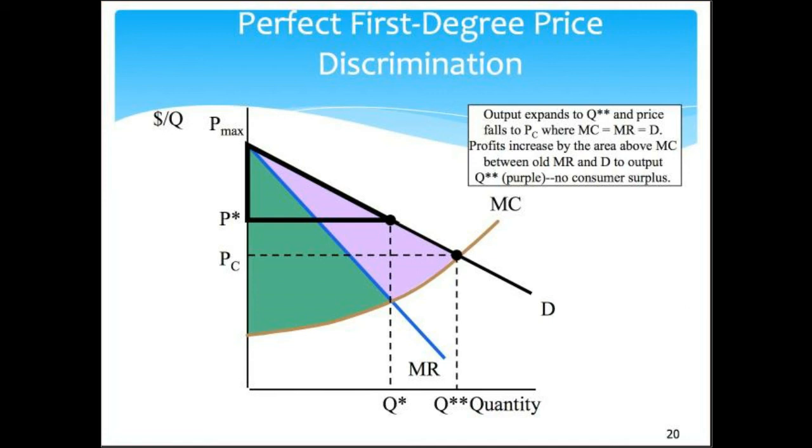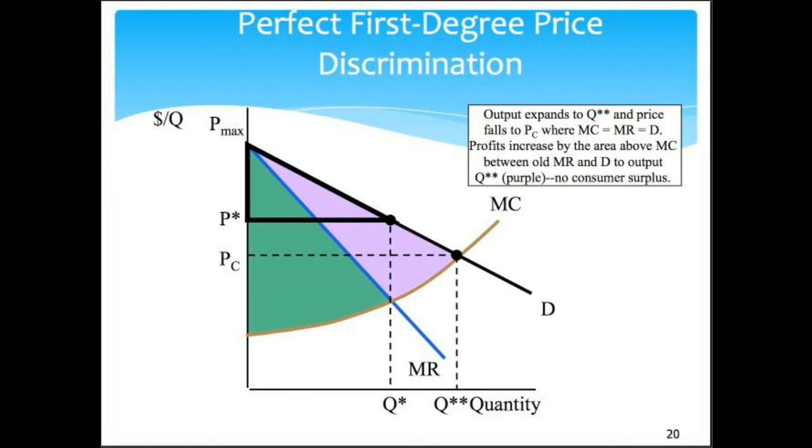Then you can show their variable cost would be the area underneath the marginal cost curve, and the difference between the two would be their variable profits. In other words, variable profits would be the difference between demand and marginal cost. Now, a couple of things to note.